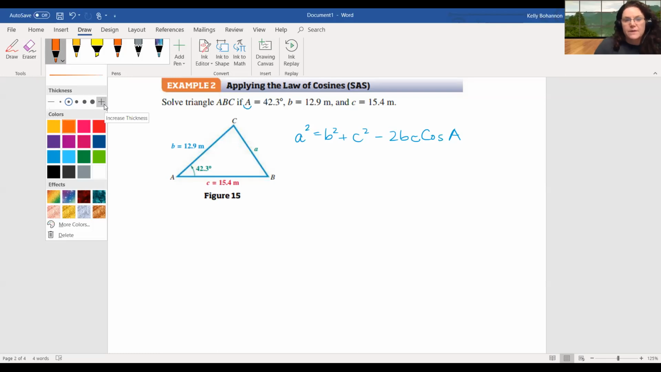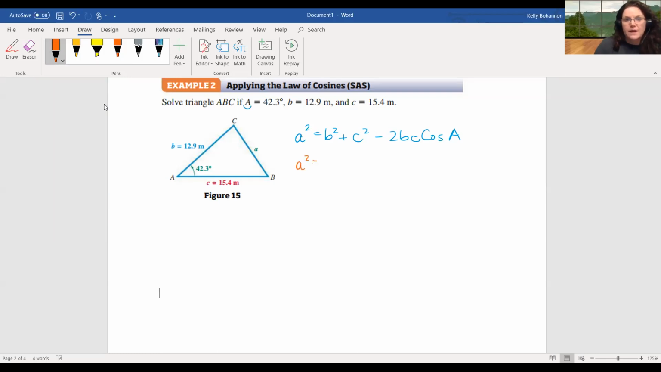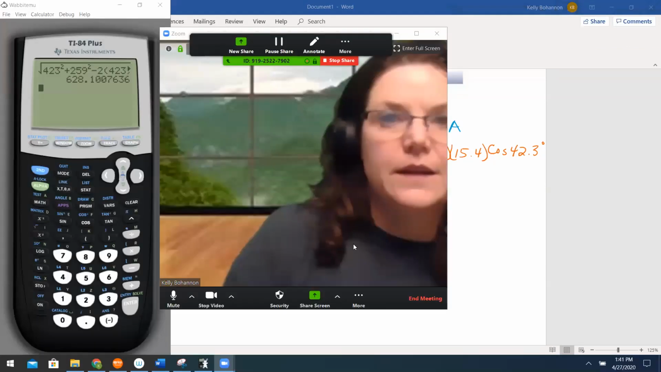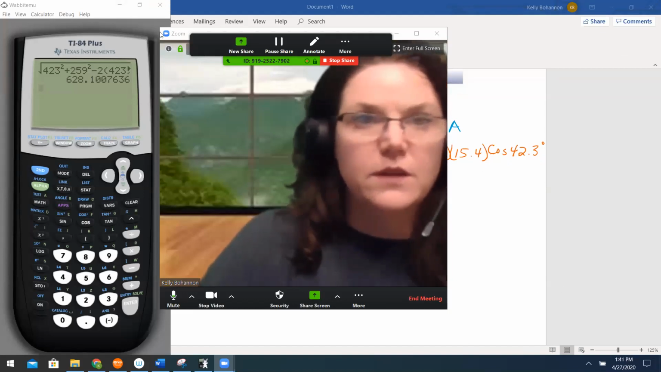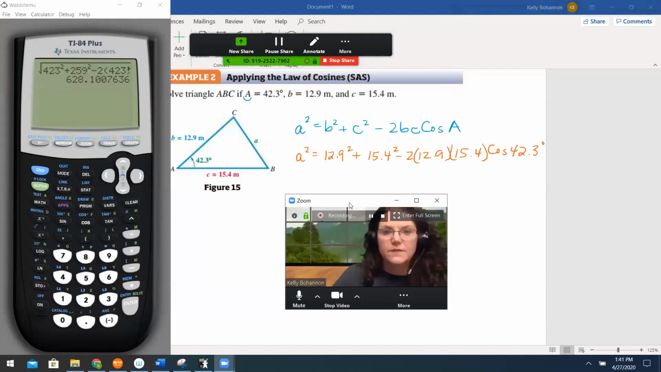All right, so A squared is 12.9 squared plus 15.4 squared minus 2 times 12.9 times 15.4 cosine of 42.3 degrees. And again, I can just plug all of that directly into my calculator. So that's what I'm going to do. Just let me make myself small again so I can see all of it at once.